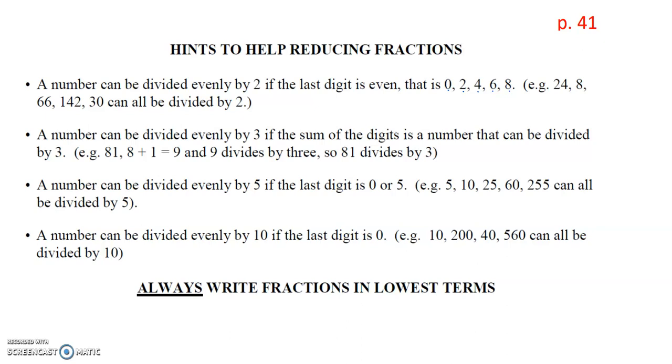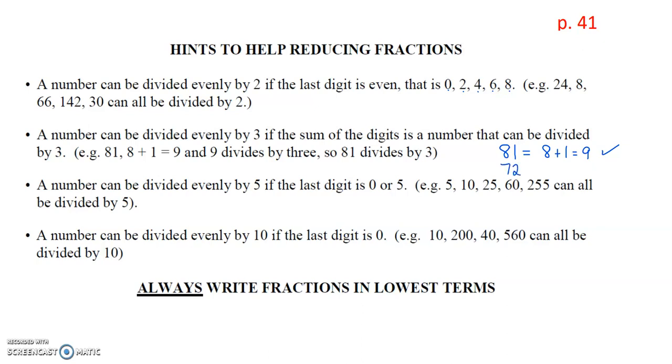The 3 is really cool. If a number is divisible by 3, it means that the digits added together are divisible by 3. So the example they give is the number 81. So you can ask yourself, is 81 divisible by 3? I don't know. So what I do is I add the digits. 8 plus 1 is 9. 9 is divisible by 3. So therefore 81 is divisible by 3. And this works for all sorts of numbers.